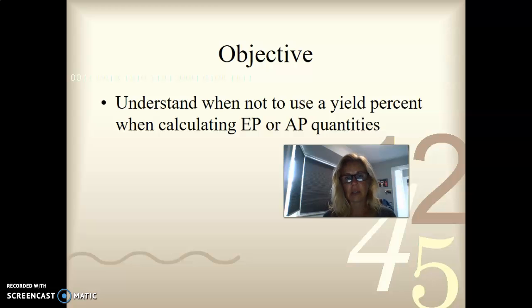We only have one objective in section 3.3, although this section is very important and you're going to use it for the rest of this course and the rest of your career. Sometimes you have to understand when you don't need to use a yield percent when calculating EP or AP quantities. That's right. I just spent all my time telling you how important it is to calculate EP and AP quantities using a proper yield percent, and now I'm telling you that sometimes it's not necessary. Yes, and here's why.